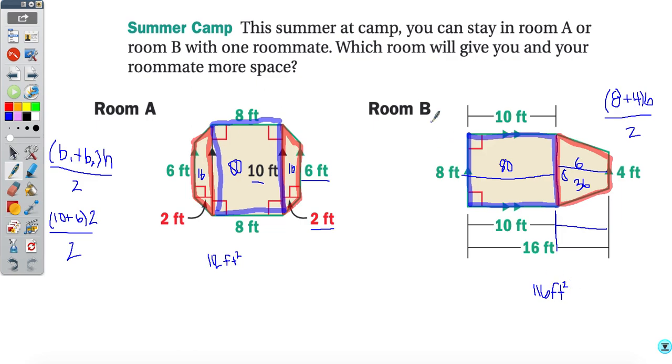So if we were trying to figure out which room will give you and your roommate more space, room B is going to give you 4 feet squared more space than room A.